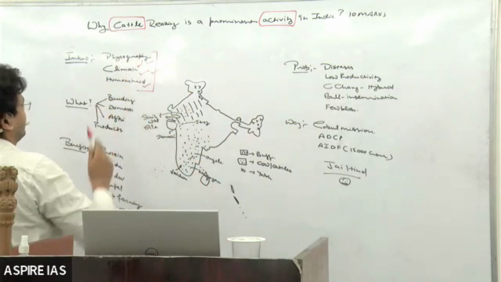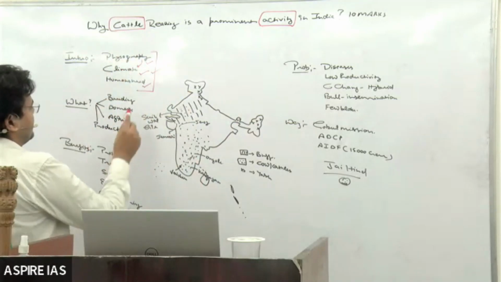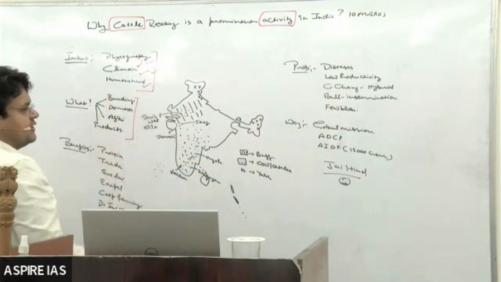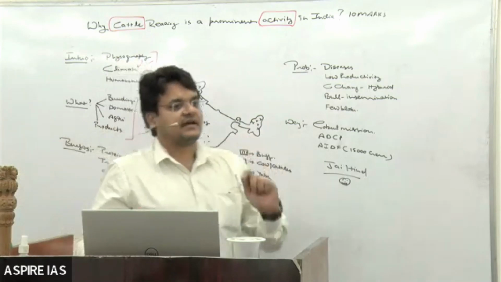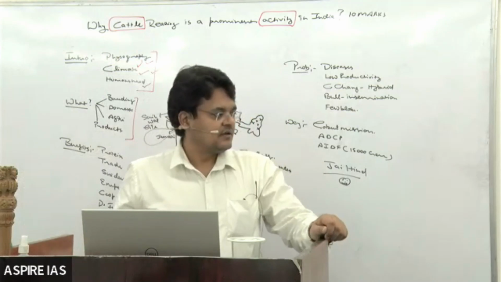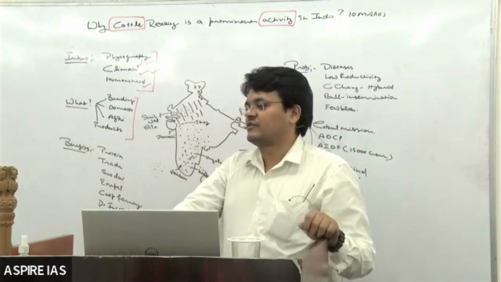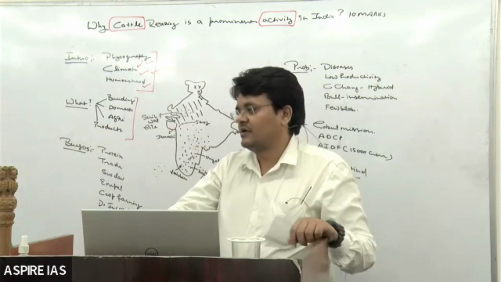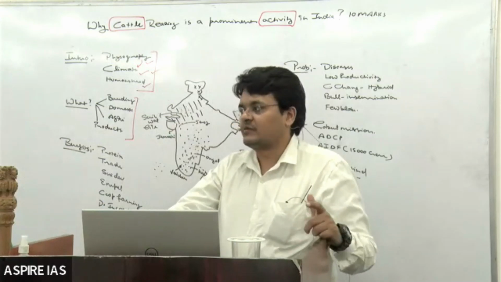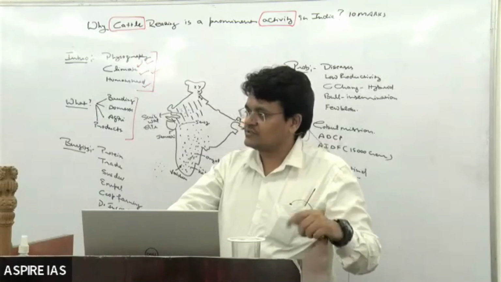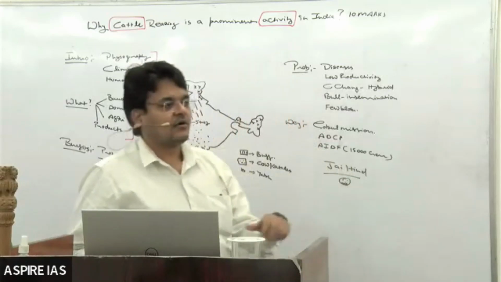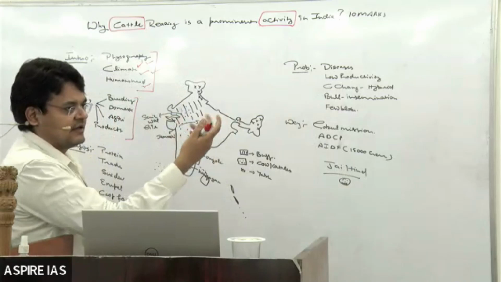Then what does cattle rearing include? Cattle rearing in India includes again 4 keywords. On these keywords, the examiner will give you the marks. This is known as the keyword approach to write a good answer. That's why a few people become an IAS officer in their first attempt, because they are only working on keywords.